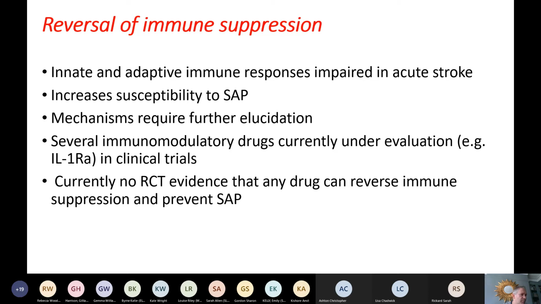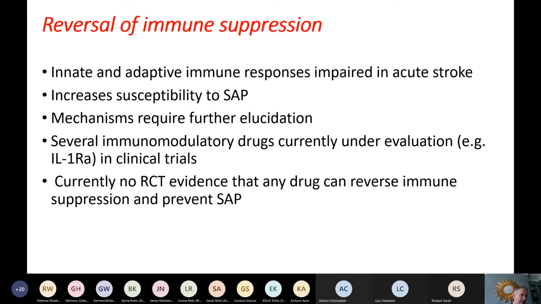So very briefly on immune suppression, there isn't really much to say. As I alluded to earlier, immunologically, patients are at risk of developing infection, which includes SAP after a stroke. So an approach from a sort of basic science perspective would be to ask the question, could we use medications that could interfere with this immune suppression to try and boost immune responses and therefore reduce the likelihood of getting pneumonia?